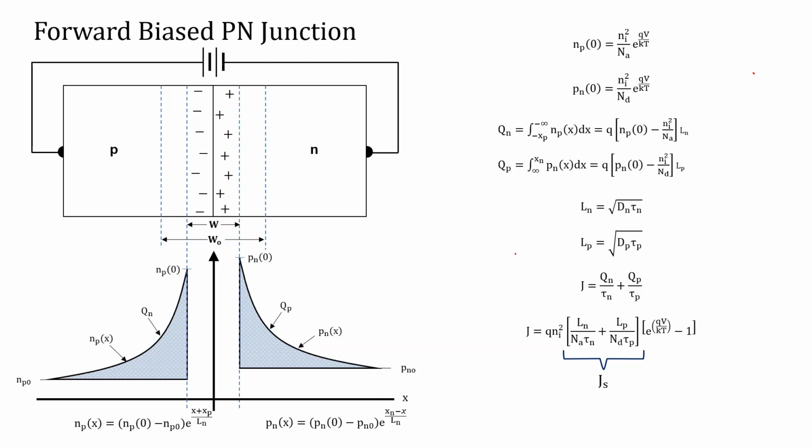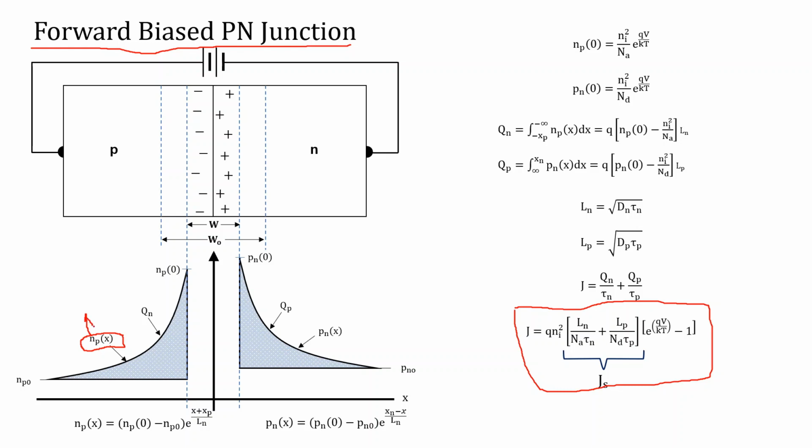So now we will derive the expression for the current density in a PN junction when it is forward biased, and it is given by this expression. So this is a forward biased junction as discussed earlier in this video. Now what will be NPX? NPX is the density of electrons which are minority carriers in the p side of the PN junction.